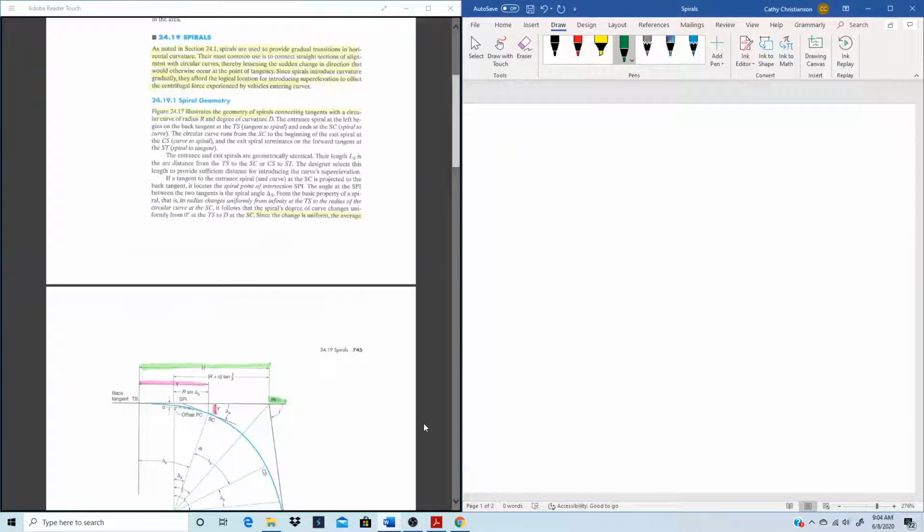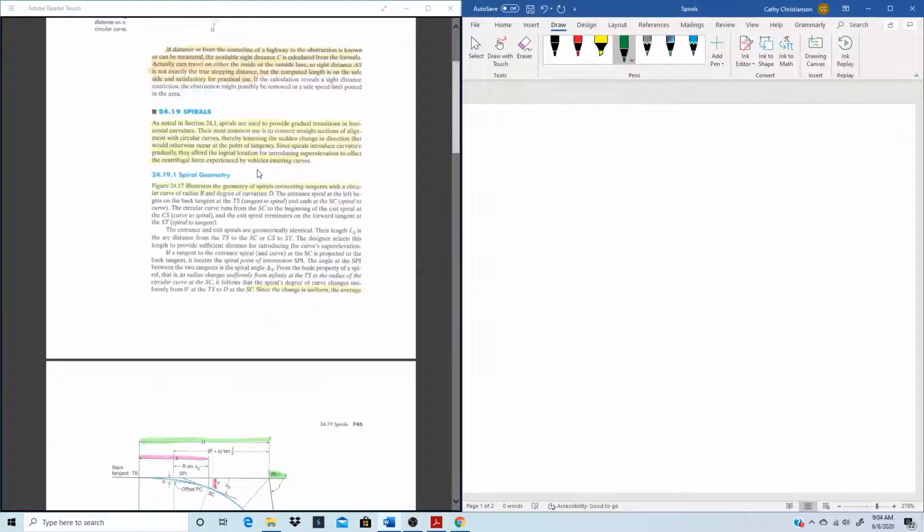Okay, so we're going to start with spirals. And spirals, we talked about at the very beginning of the chapter in section 24:17. But spirals are used to provide a gradual transition from a horizontal to a horizontal curve. So even though I said that it's used mainly on highways with high speeds, that's not the only way you use it. The definition or the description is it's used to provide a gradual transition in horizontal curves. Remember that. You will see it again.